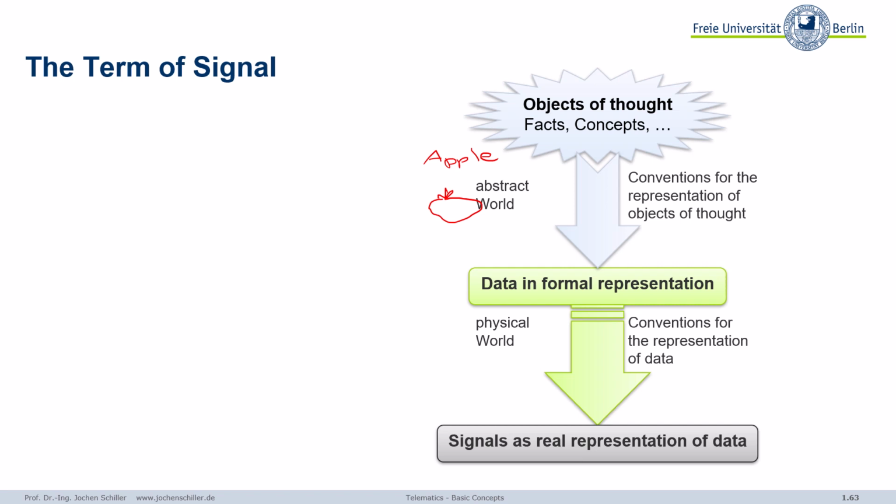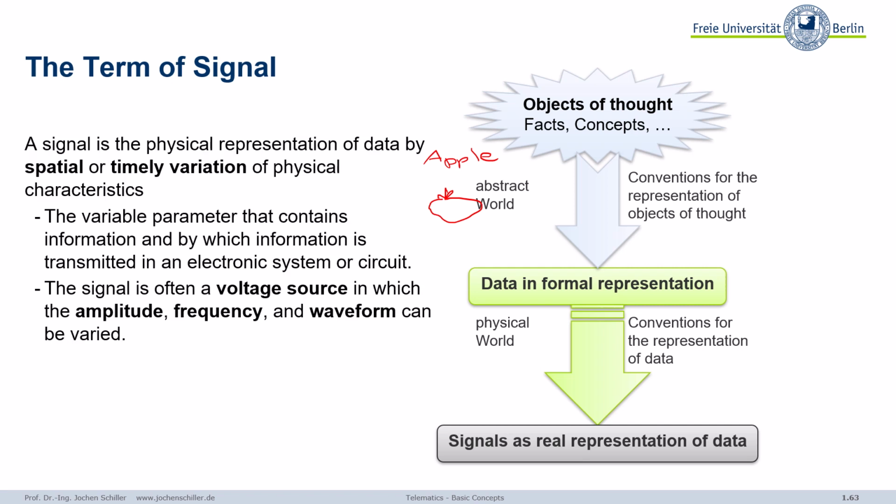So we need signals as a real representation of data. Data still is abstract. This is A, B, C. This is apple. That's abstract. But we need something that really represents it, something that is transferable. We are not that much concerned about signals in this course. We briefly touch them. We basically use an interface to a black box, which then somehow transmits this.